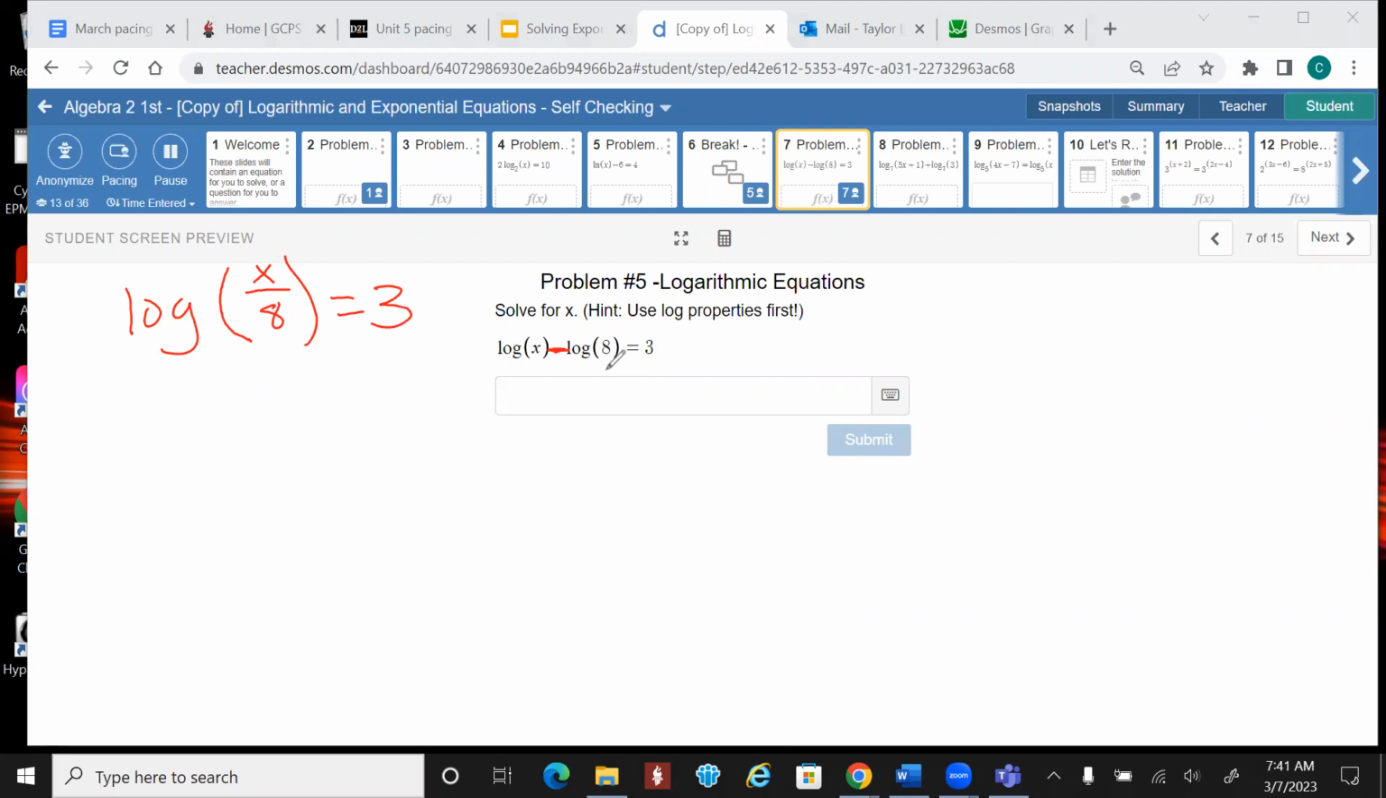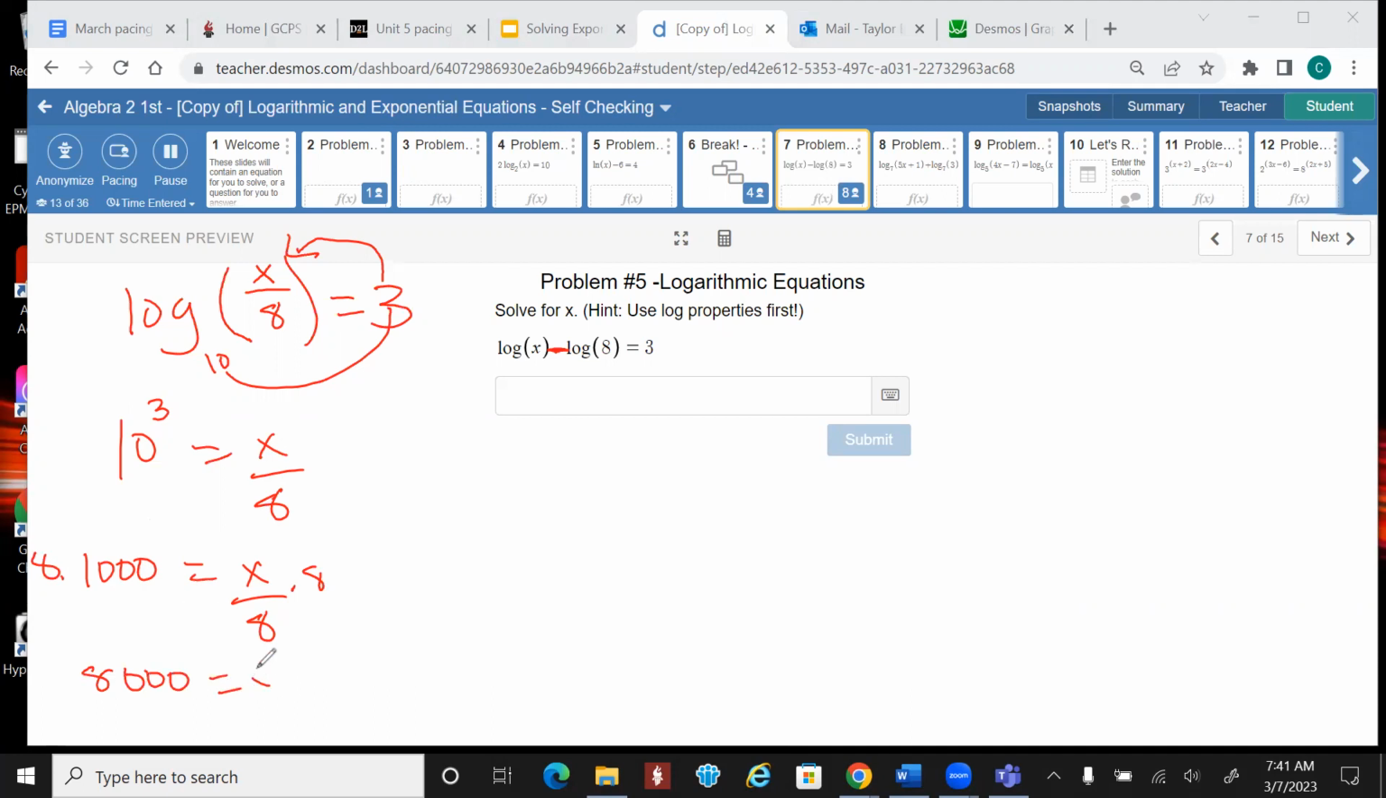Okay, so I could write this combined. It's like you're condensing everything into one expression. Now that we have this, we can use exponential or circle of life to help us solve this. So we have 10 to the third power is equal to x divided by 8. Well, 10 to the third power is going to give us 1,000. And we want x by itself, so we're going to multiply by 8 on both sides. And so x is going to equal 8,000.